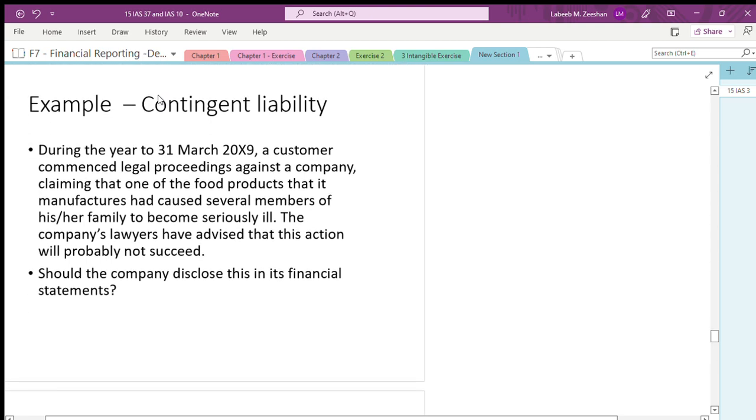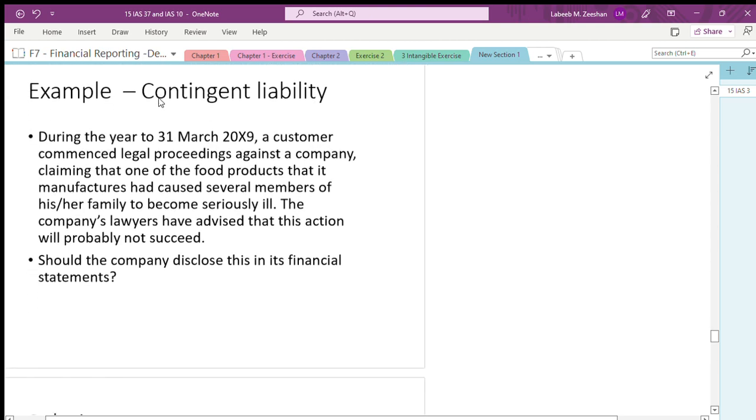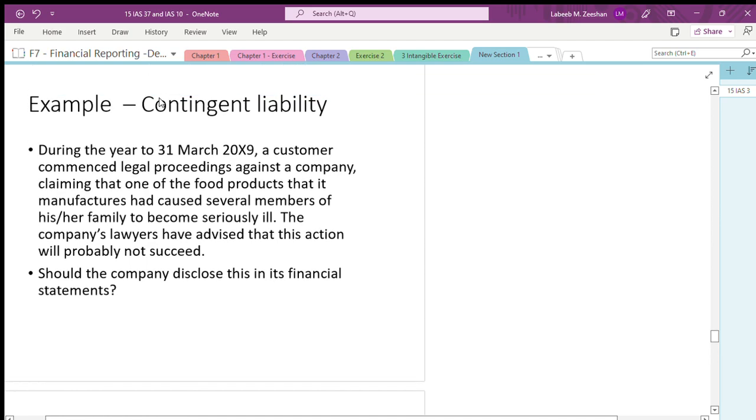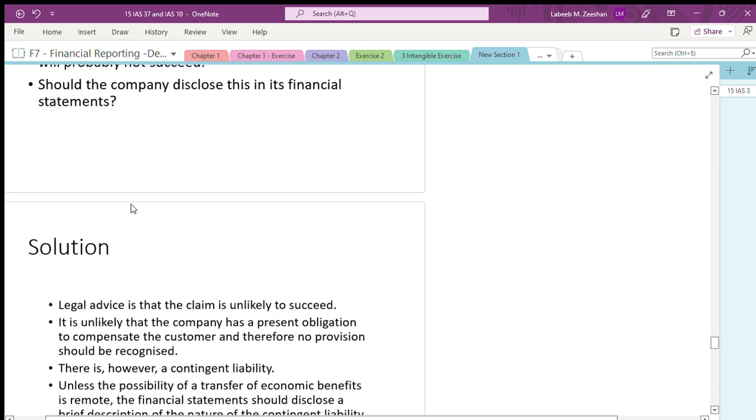What is the concept during the year? During the year to 31st March, a customer commences legal proceedings. All this comes under legal factors. The proceedings are against the company, claiming that one of the food products it manufactured made several members of his family ill. The company lawyers have advised that this action will probably not succeed. Should the company disclose this in the financial statements?